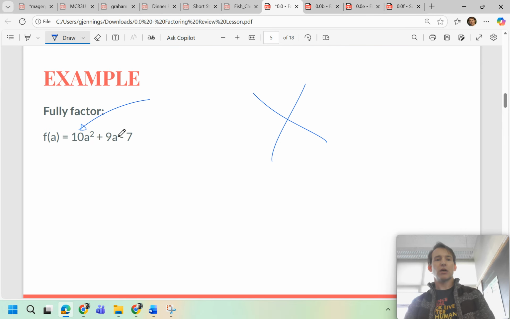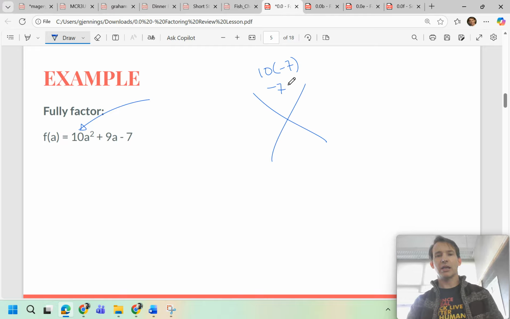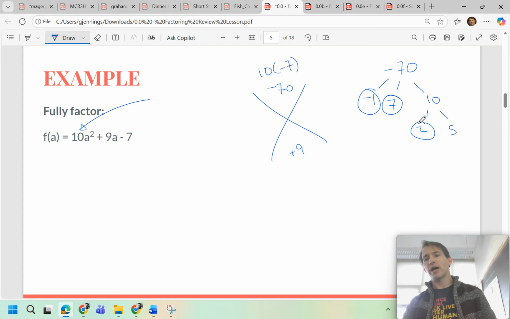So in this case, what I do is I take 10 and minus 7, the A and the C, and multiply them to get minus 70. And then I want to multiply to minus 70 and add to positive 9. So maybe that's hard to find for me. Maybe I'm having trouble finding it. So I'm going to go ahead and factorize this. This is 7 times 10, which is 2 times 5. And one of them is negative somewhere. So it's like there's a negative 1 lurking in there somewhere. Here are my prime factors. Well, minus 1 is not prime, but 7, 2, and 5 are.